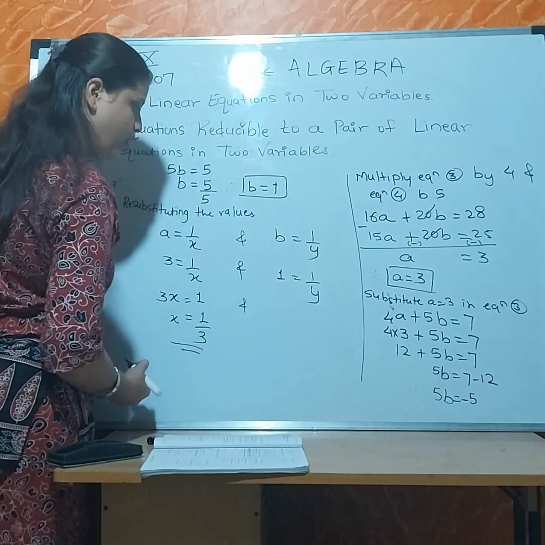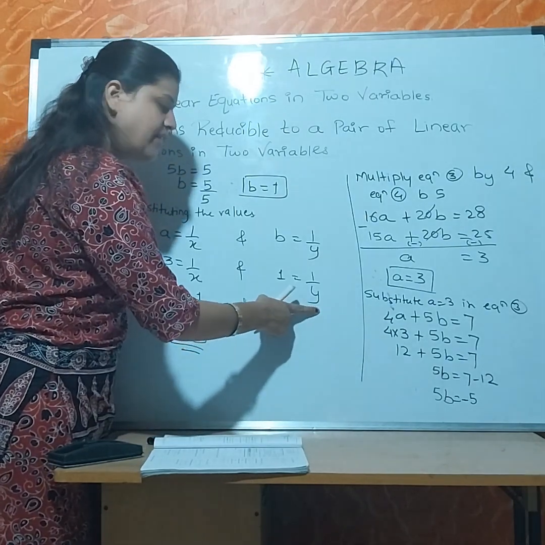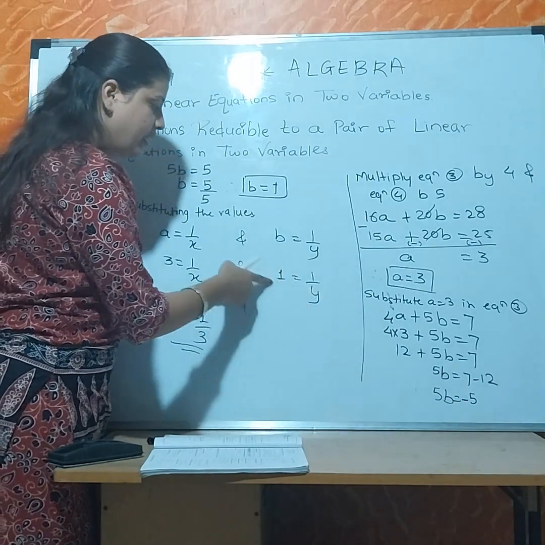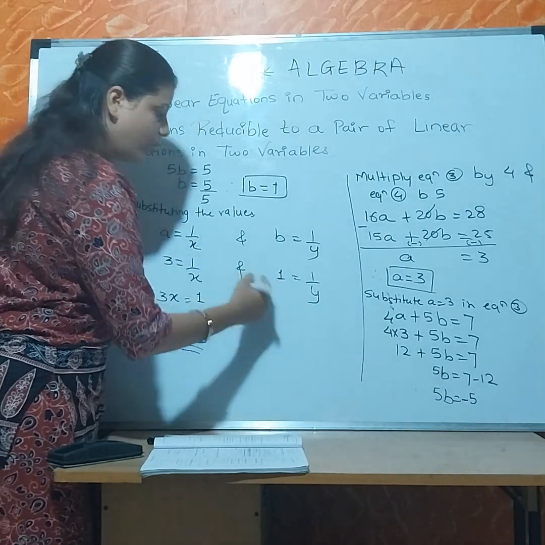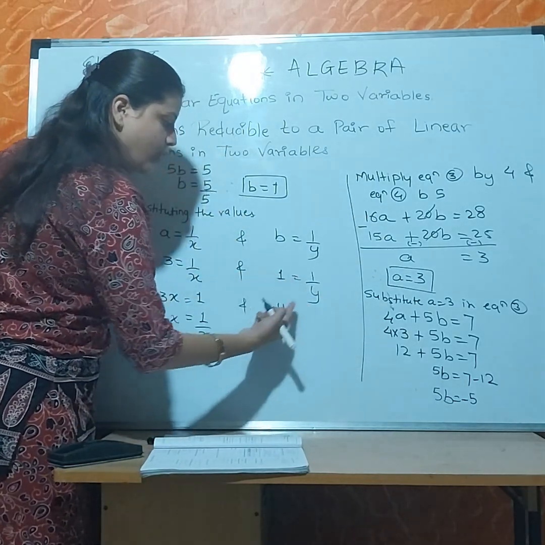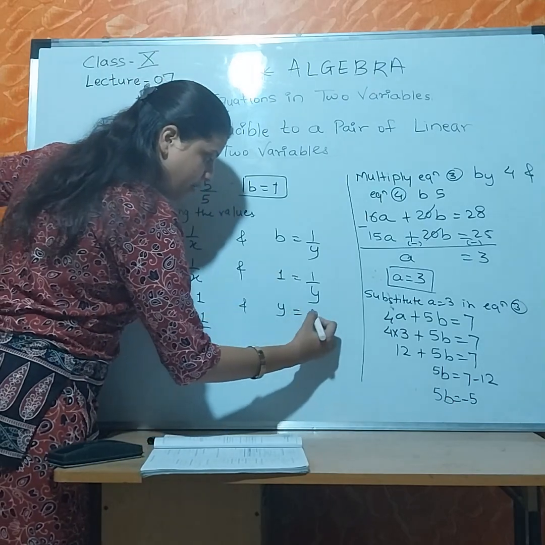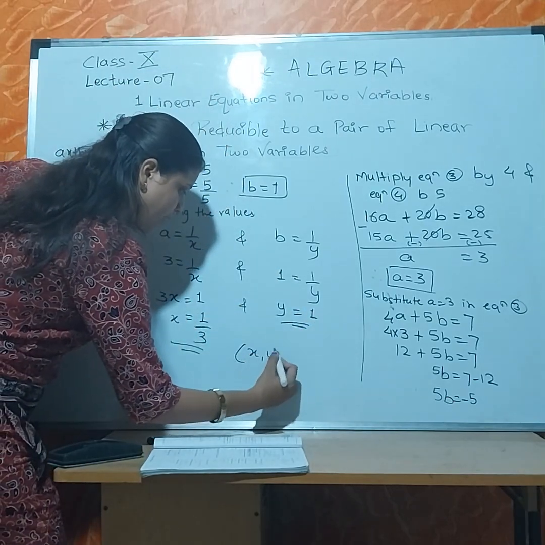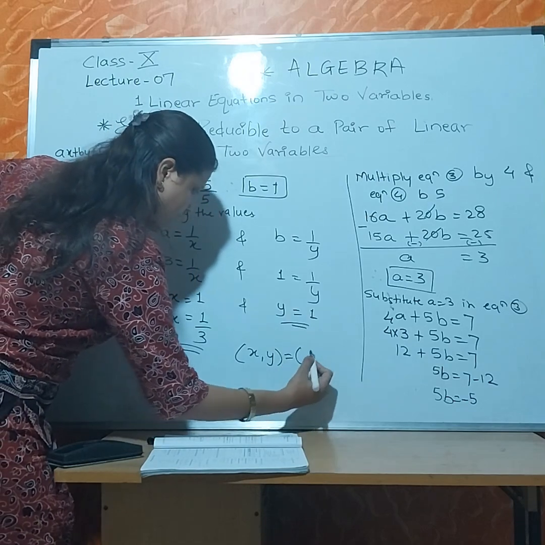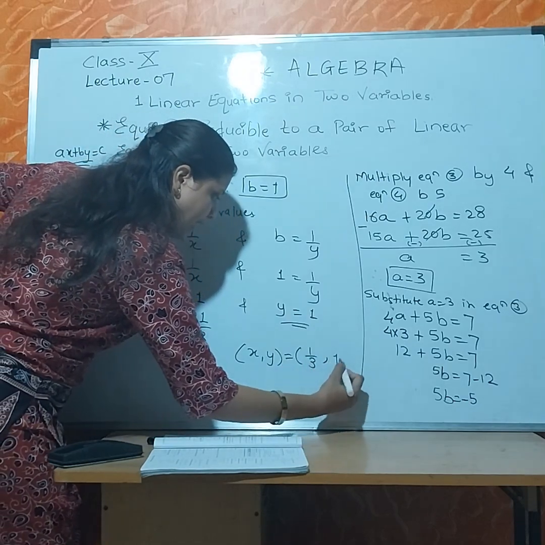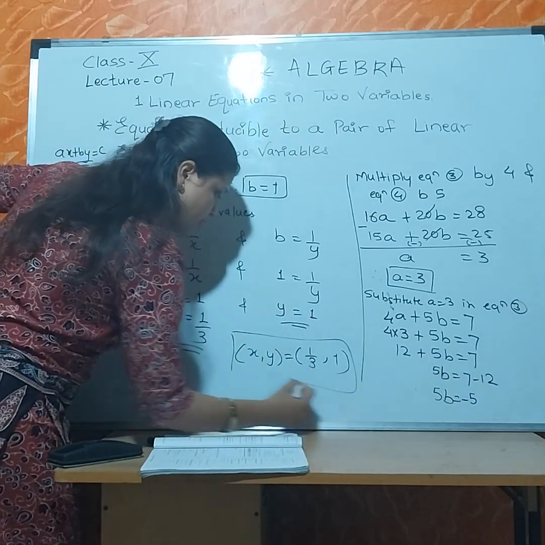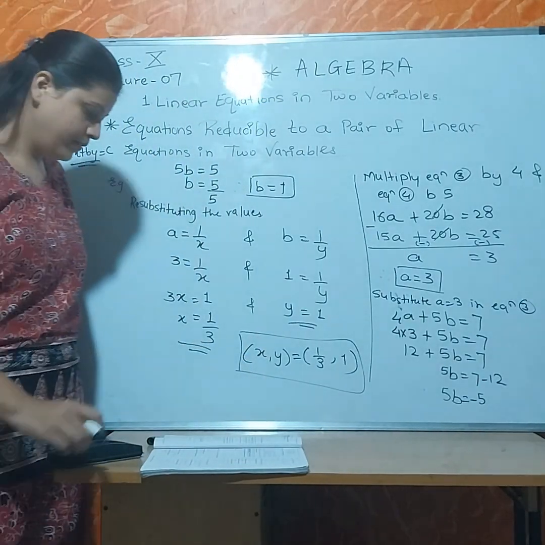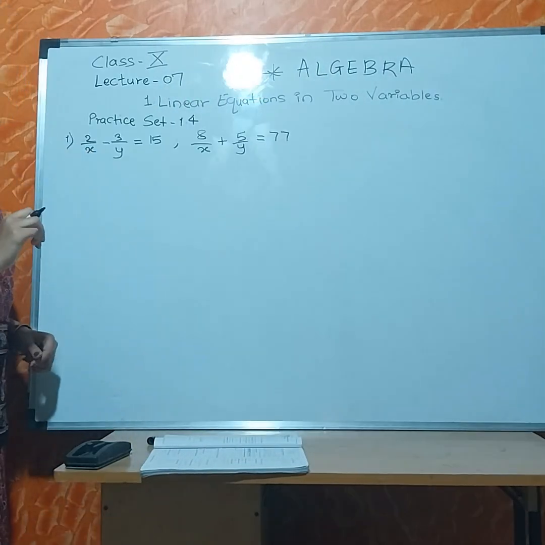Similarly, we can find for y. This y is in the form of division. If we want it in the numerator, it goes to the opposite side in the multiplication form. So 1 into y, y is equal to minus 1. So our values of x comma y are 1 upon 3 and minus 1. This is the solution of the equations. Okay, understood? Let's start practice set 1.4.